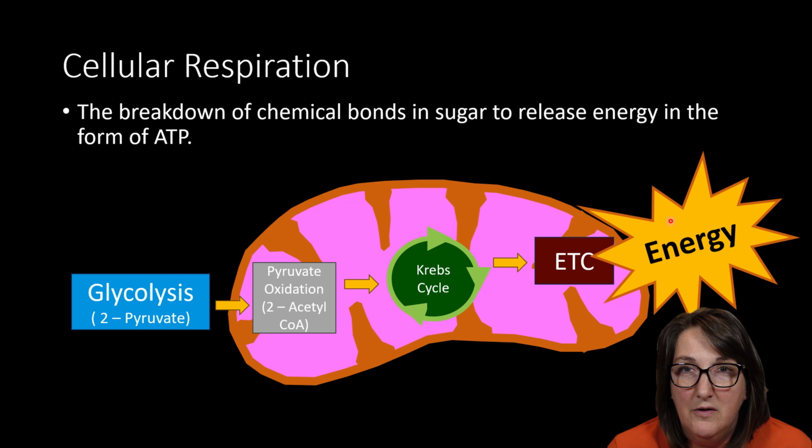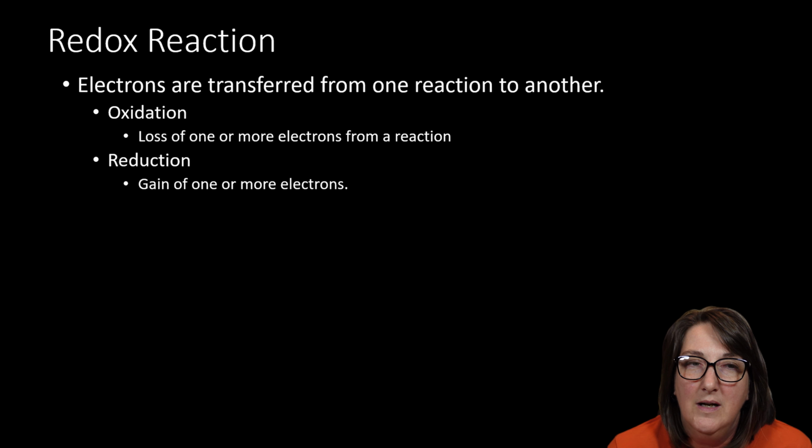So we have to talk about what's called a redox reaction. If you watched my photosynthesis video, we kind of talked about this. These are when electrons are transferred from one reaction to another. I have what's called an oxidation. This is where I lose electrons. I'm going to lose one or more electrons from a reaction.